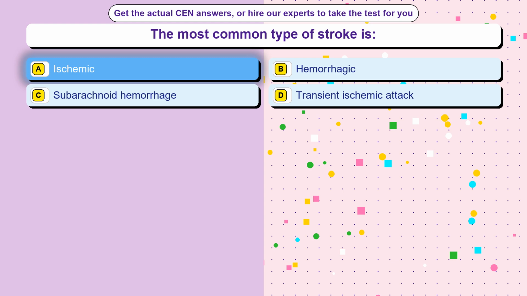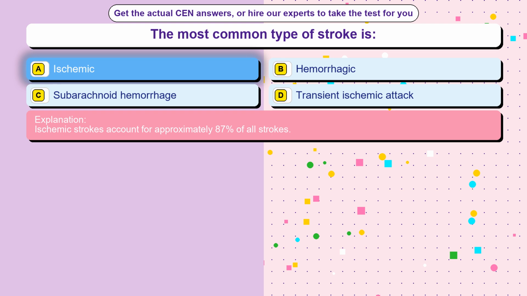The correct answer is option A. Ischemic. Ischemic strokes account for approximately 87% of all strokes.